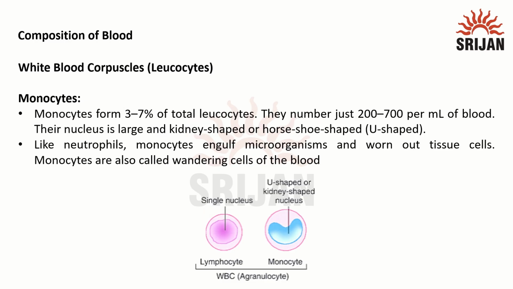On the other hand, monocytes form 3 to 7% of total leukocytes and they number just 200 to 700 per ml of blood. So they are very difficult to observe under the microscope because of their low number. The nucleus is large, kidney-shaped or horseshoe-shaped. Like neutrophil, monocytes also help in phagocytosis, that is they engulf microorganisms and worn out tissue cells and keep the organ or the tissue clean. So they are also called wandering cells of the blood.